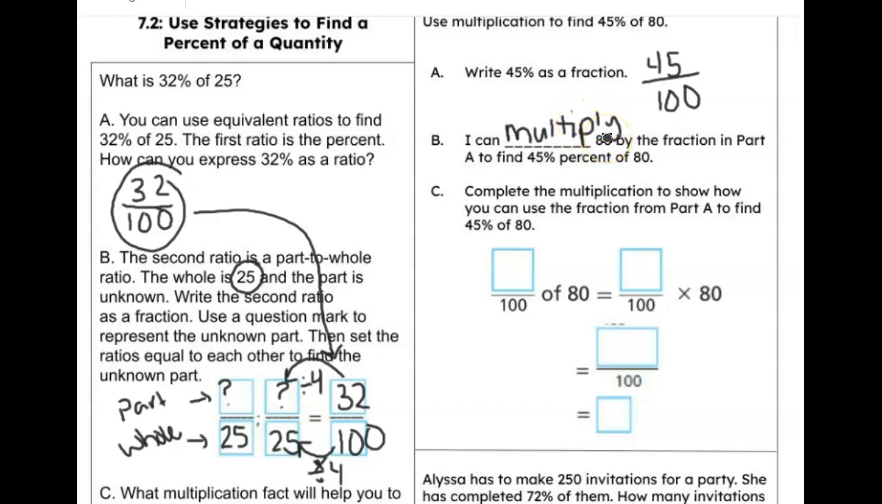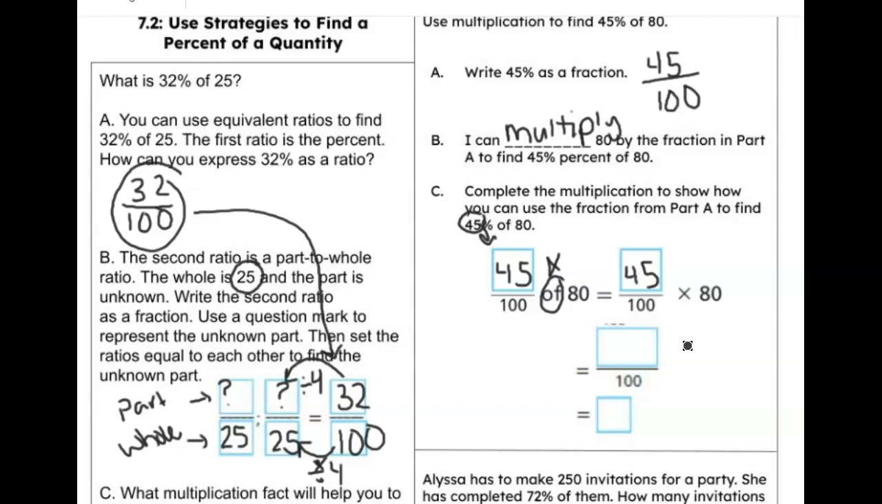Let's look at C. Complete the multiplication to show how you can use the fraction from part A to find 45% of 80. So we're going to take our 45, drop it down on top of 100. And this is kind of what I talked about at the very bottom of the last question. But instead of changing the percent into a decimal, they changed it into a fraction. So the word of means multiplication. So they're taking 45 over 100 times 80.